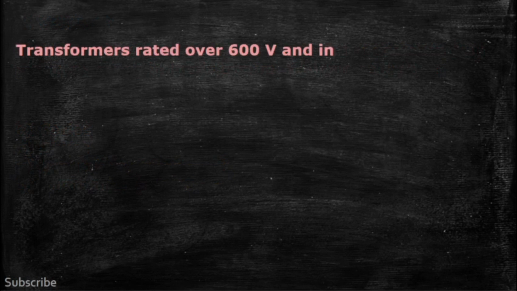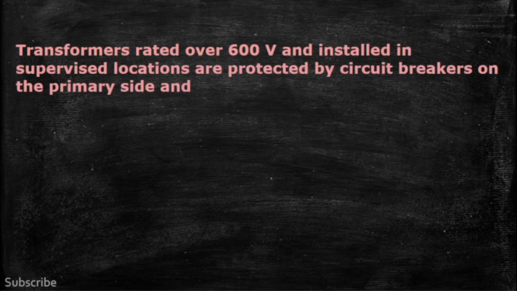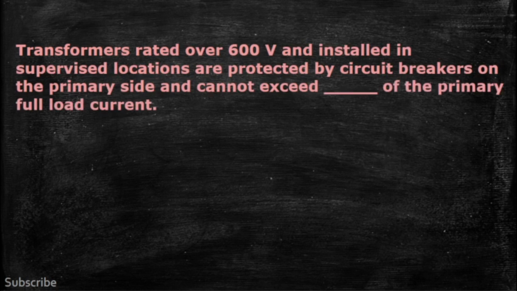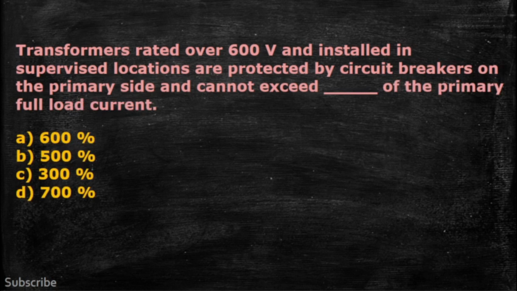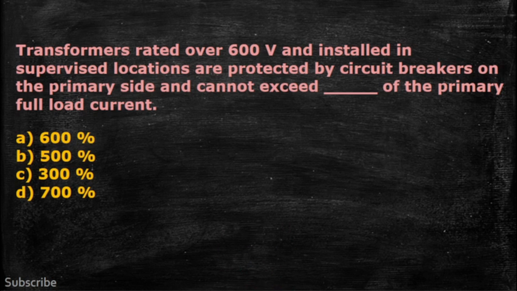Question number 45. Transformers rated over 600 volts and installed in supervised locations are protected by circuit breakers on the primary side and cannot exceed blank of the primary full load current. A. 600%. B. 500%. C. 300%. D. 700%. The correct answer is letter A, 600%.